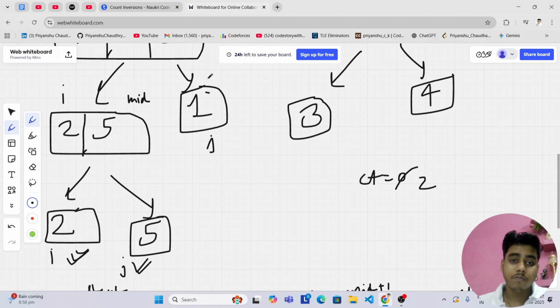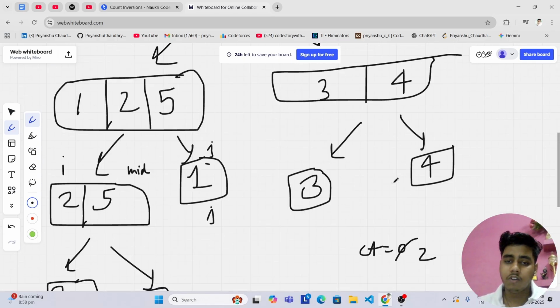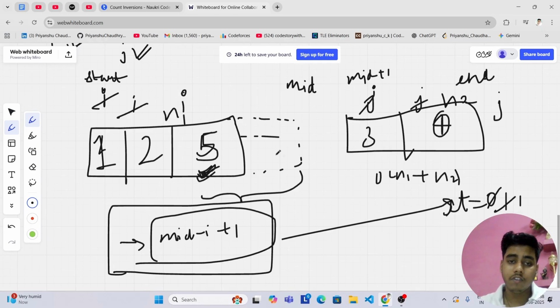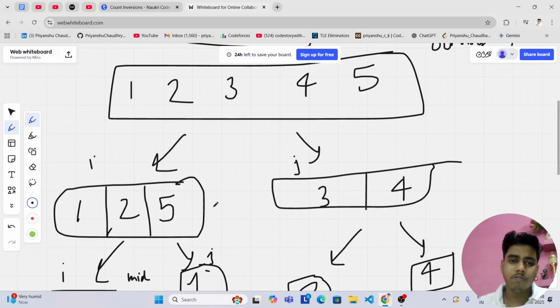Now j is here, so in the merge function j will be pushed and increased, so it will be exhausted now. Here also 3 is less than 4, nothing will happen, count will remain the same. But in this case i will be here, j will be here. I have done this dry run below, where we have got count 2 elements. Let's do here also, no problem.